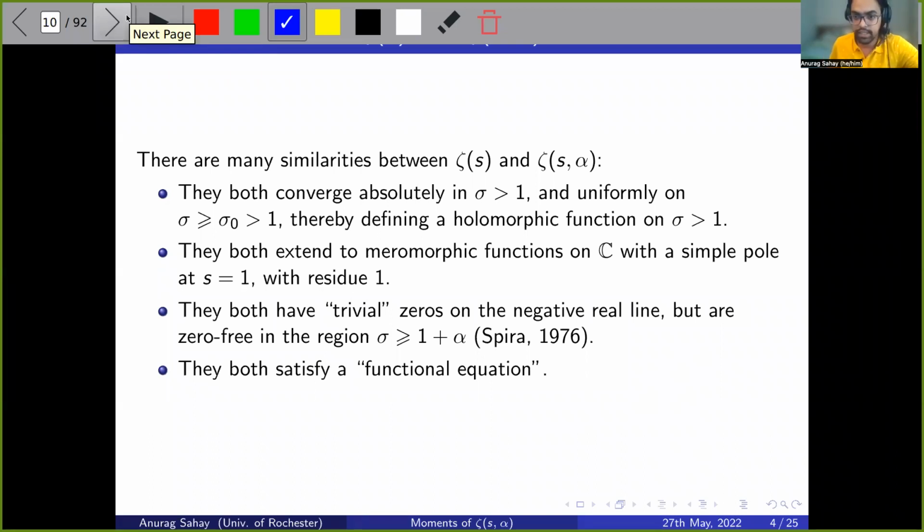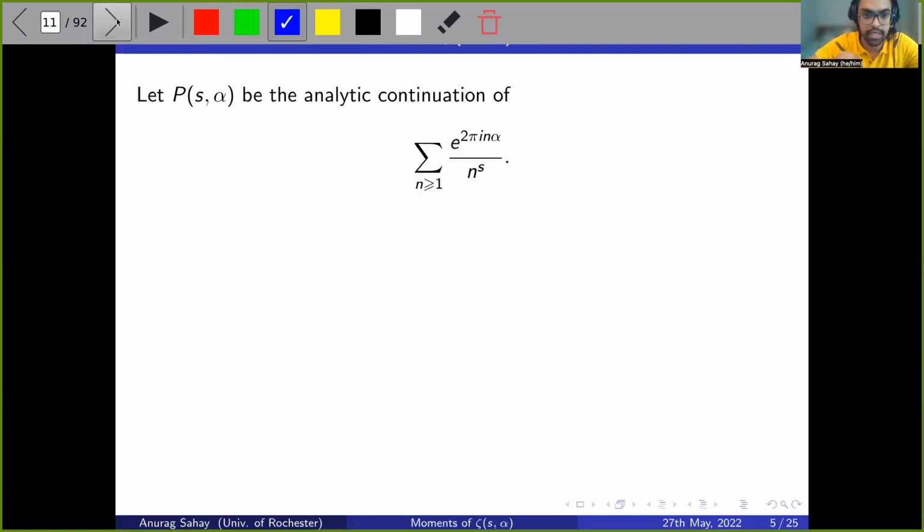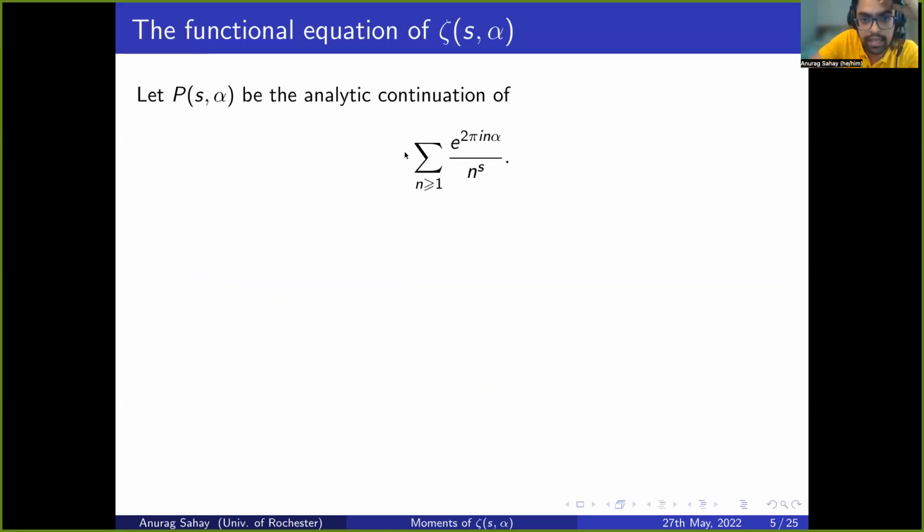They both satisfy a functional equation. I have functional equation in quotes, which I'll explain in a bit. And those are the similarities. So let me talk about the functional equation. To talk about it, I'll have to introduce this new object. This is exactly the same as the zeta function, but it's exponentially twisted. So it's an additive twist in the numerator with the same parameter alpha.